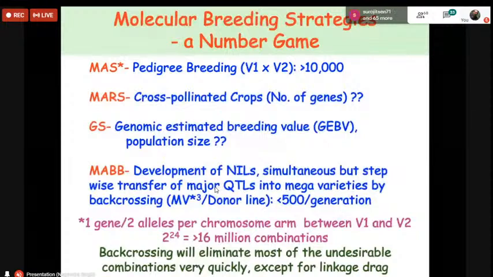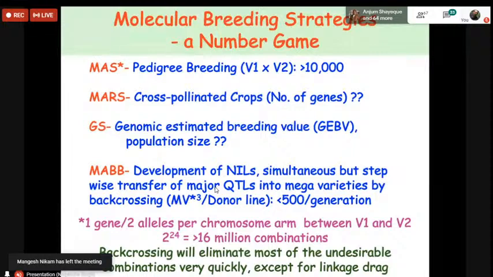So we take a very well adapted mega variety of rice and then take a donor, which could be wild rice or a traditional landrace, which has a particular trait. If we have mapped that trait through QTL mapping or functional genomics, then it is even better because you can have the functional gene-based marker and you can do background selection and recombinant selection within 2-3 generations. You can get a variety which will be very similar to the original variety.